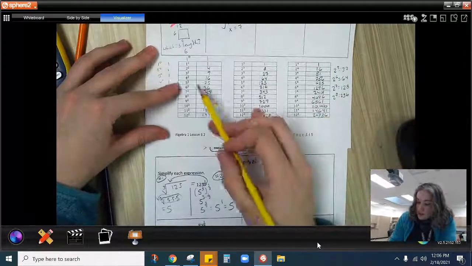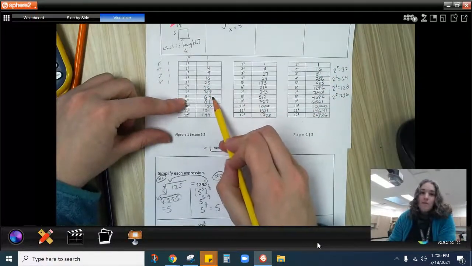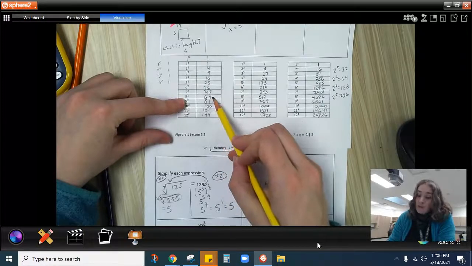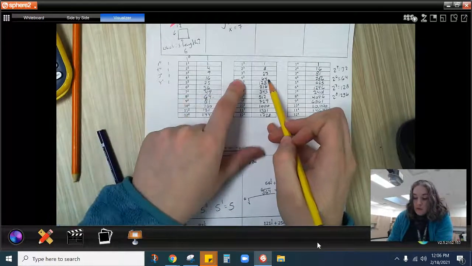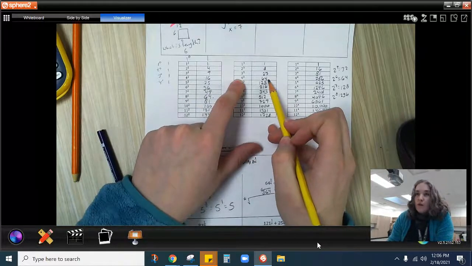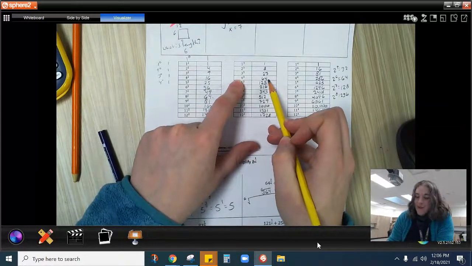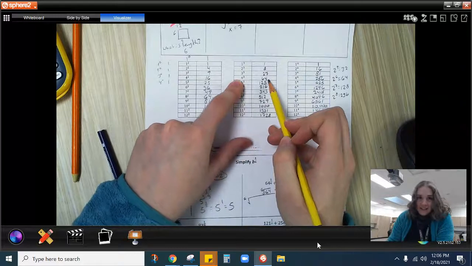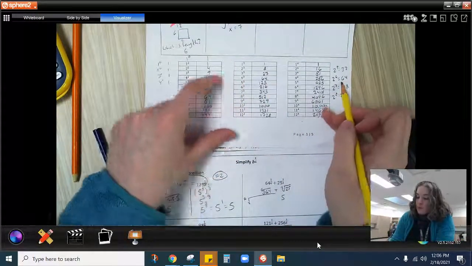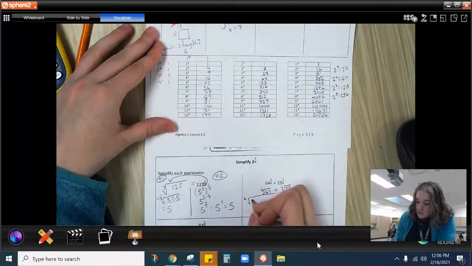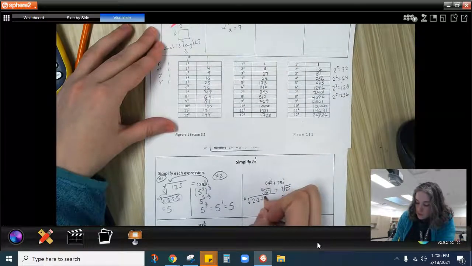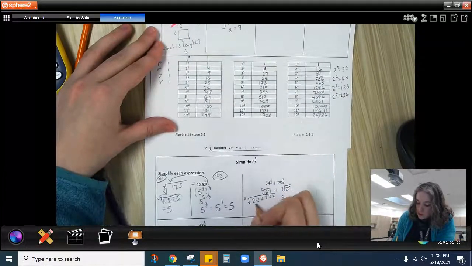64 we know is 8 times 8, but we need 6 of a number. That's only 2 8s. That does not work. We also know 64 is 4 3s. I'm sorry, 3 4s. 3 4s does not get us 6 of a number. So we also know it is 6 2s. So 2 times 2 times 2 times 2 times 2 times 2.